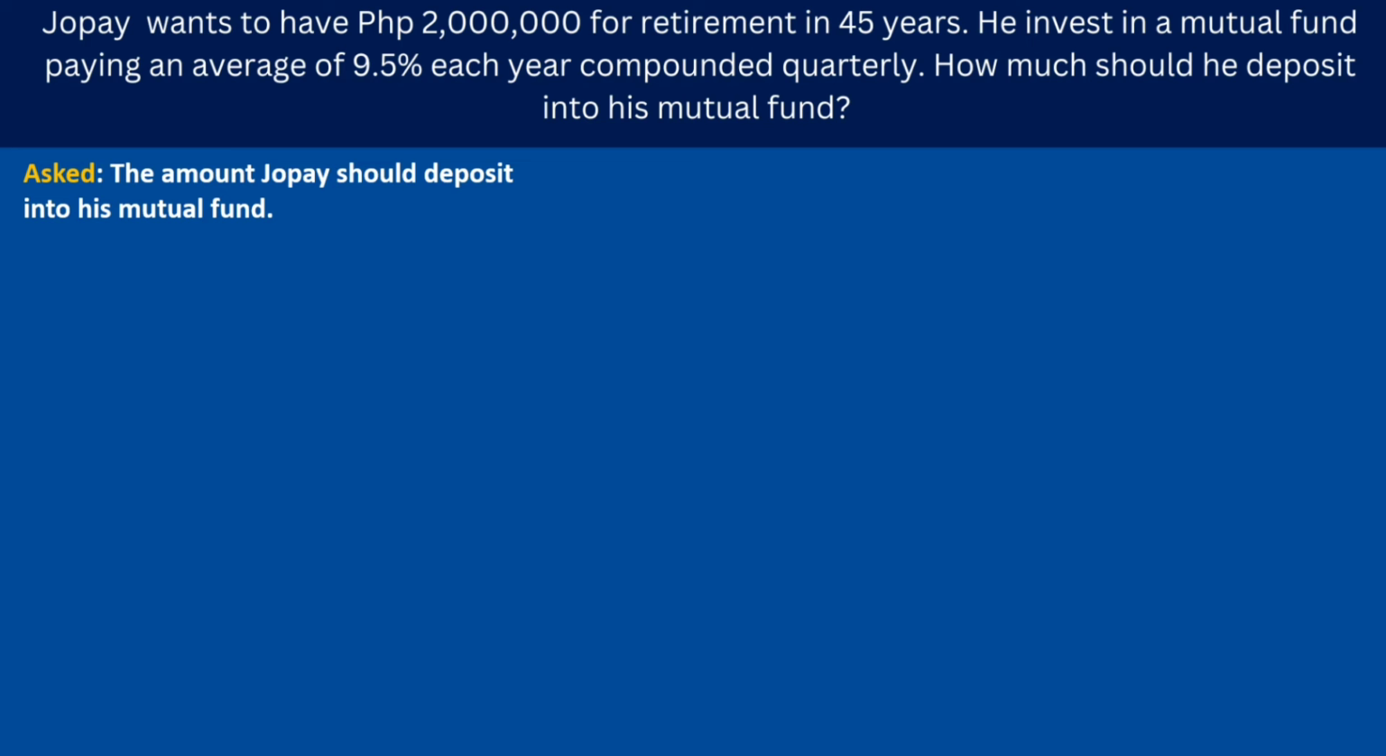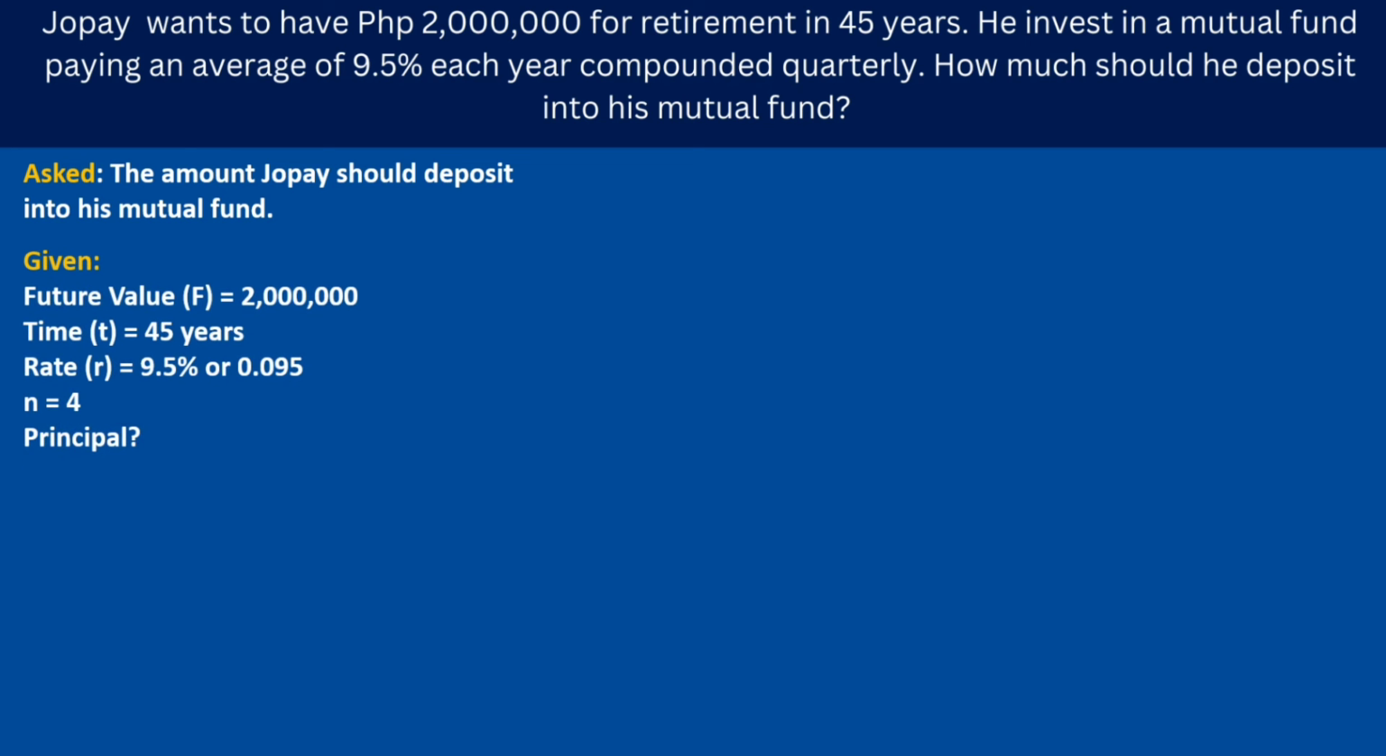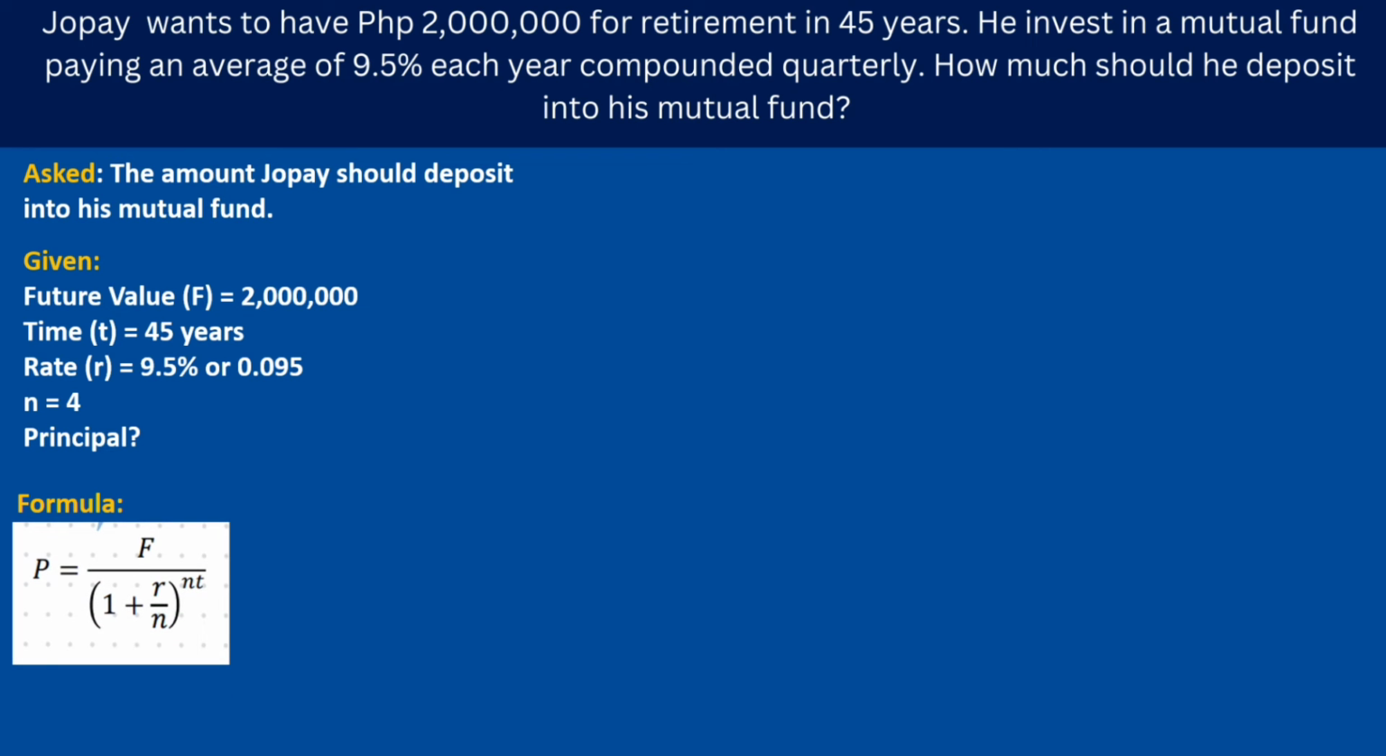Next, we need to find the given values. The given values are the future value, which is 2 million, time, which is 45 years, rate is equal to 9.5%, and when we divide it by 100 to get the decimal, we get 0.095. The n is 4, since it is stated that it is compounded quarterly, and the principal is unknown. Then we must use the formula of the principal to arrive at the answer, which is F over (1 + r/n) raised to n times t.